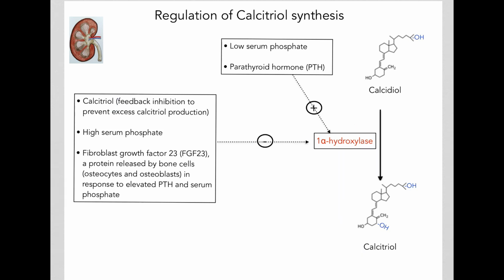Now there is a protein called fibroblast growth factor 23, or FGF23. This is a protein released by bone cells such as osteocytes and osteoblasts. And this protein is released when there is an increase in serum PTH as well as serum phosphate. And this protein also inhibits 1-alpha hydroxylase and therefore inhibits the synthesis of calcitriol.